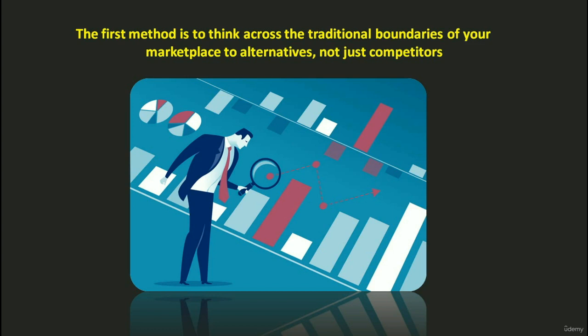The first method is to think across the traditional boundaries of your marketplace to alternatives, not just competitors. A classic example of this type of strategy is the iPod, which is an MP3 player. Before the introduction of the iPod, MP3 players had been around for a long time, but techies, who were the early adopters, were the only people who could figure out how to set them up to play music, and the rules in the techie marketplace revolved around feature uniqueness and richness. Apple, on the other hand, didn't follow these unwritten rules imposed on the marketplace.